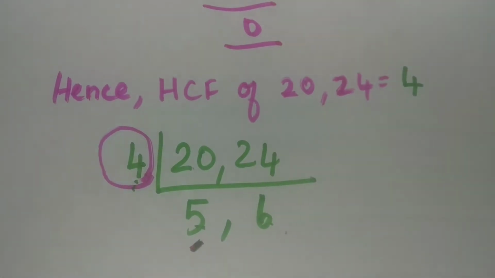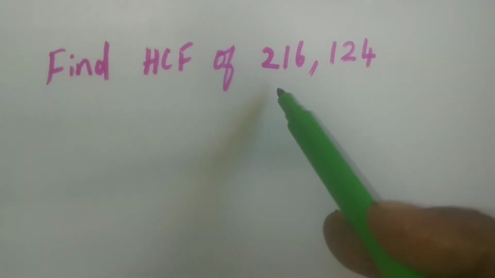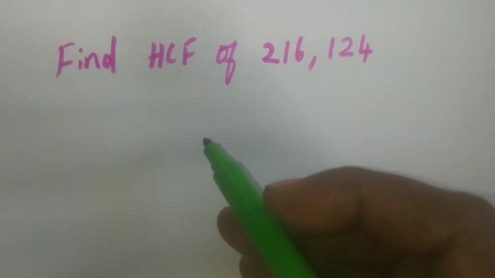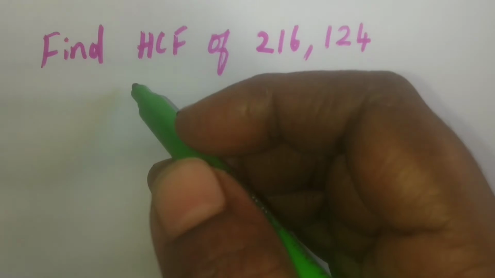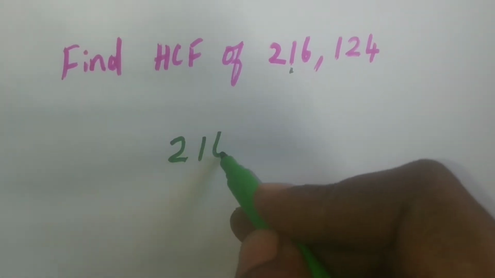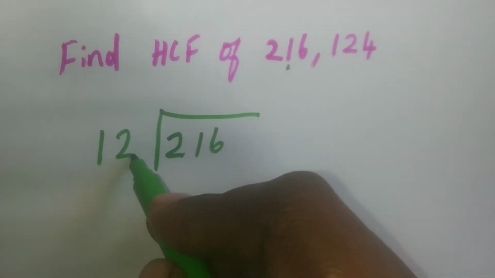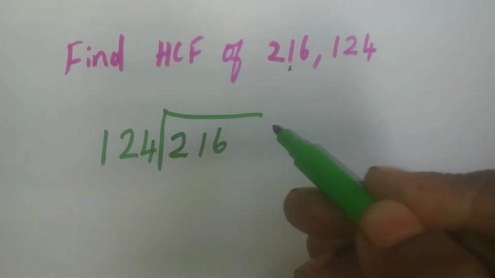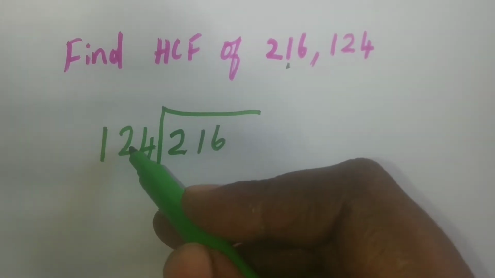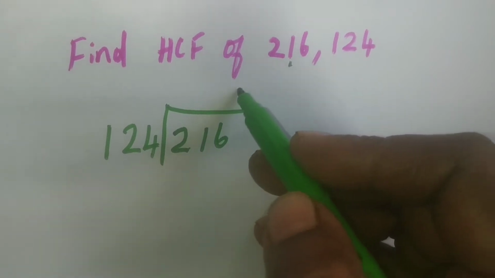Are you clear, children? Find HCF of 216 and 124. It is the biggest number, isn't it? So now we are going to divide by long division method. First you have to write the biggest number as dividend and divide with the smallest number. So 124, how many times do we get? We go for one time because 2 times means 200 and this is 216. If it doubles, we get 248. So we'll go with one time.